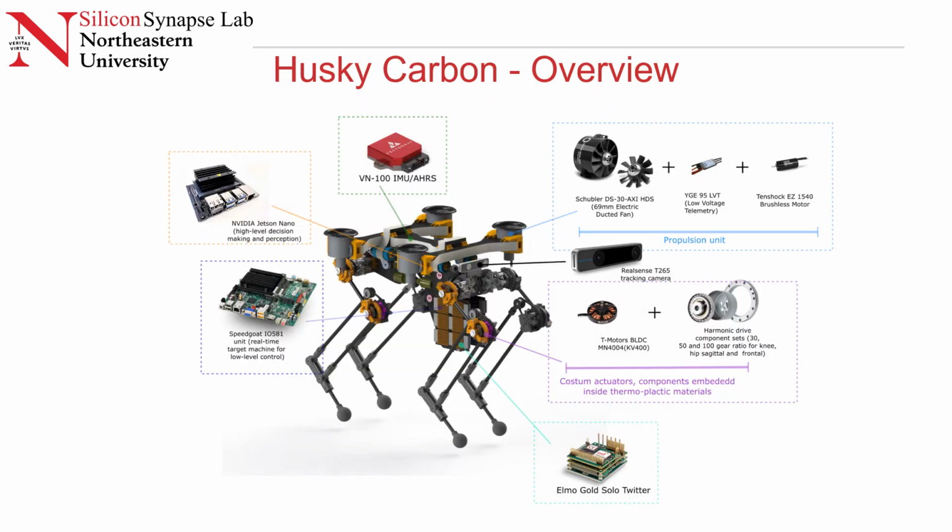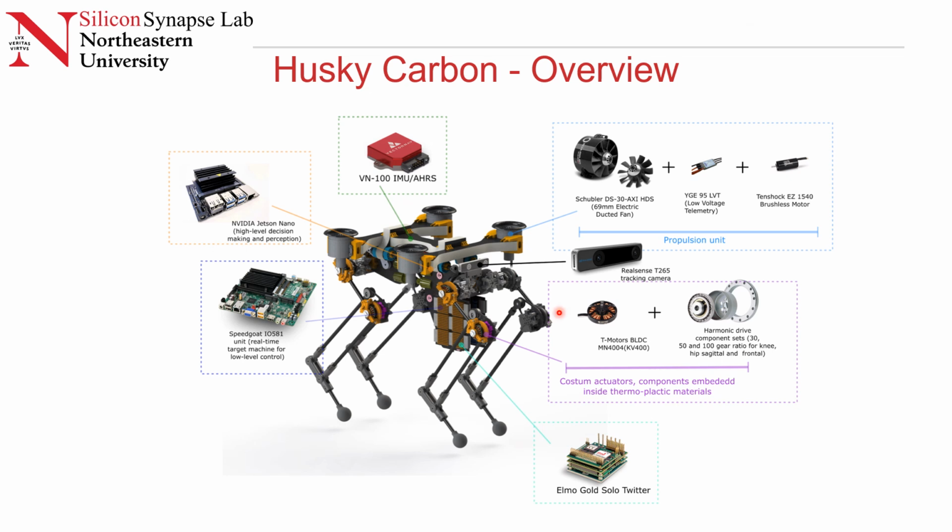So here is Husky Carbon, as shown over here in the center. This Husky Carbon is a legged aerial multimodal robot developed at Northeastern University, and it's a quadruped with thrusters attached on its spine. So it is able to walk on the ground or use thrusters to either hover or assist it in walking difficult-to-traverse terrains.